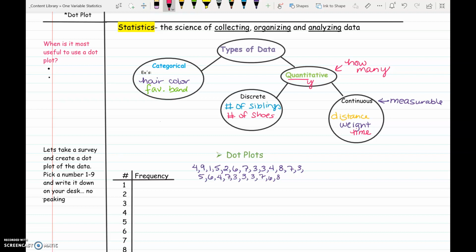Continuous data, distance, 1 foot, 2 foot, sure, but what if we're breaking it down into inches and centimeters? That could be really difficult to put on a number line and a lot of tick marks. So the best way to use a dot plot is when you're using discrete data.